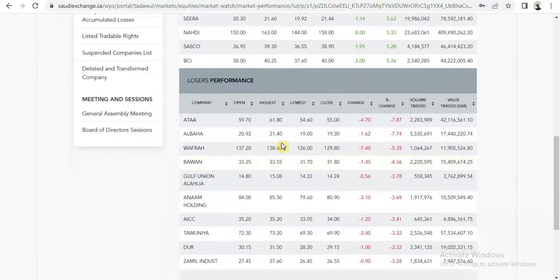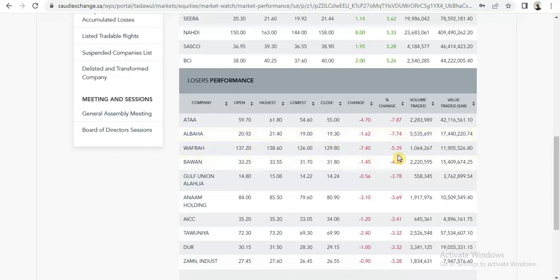The losers, we will only discuss 5. ATAA, negative 7.87%, 4.0 per share. It opened at 59.70 and closed at 55. Albaha, 7.74%, 1.62 per share. 20.92 was the starting and 19.3 was the closing.